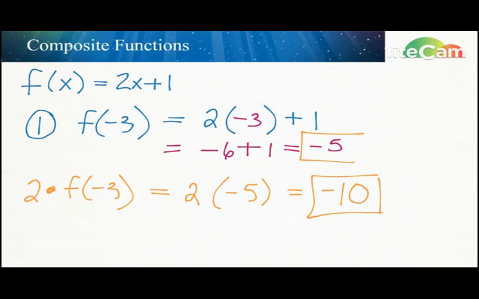What we did before was review how to evaluate f of -3. And then we did a new problem where you might have a number in front of the function notation, where you had to multiply the answer to your f of -3 times some number in the front. Okay, let's try it again.